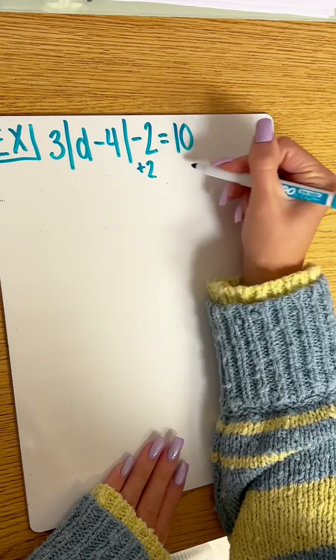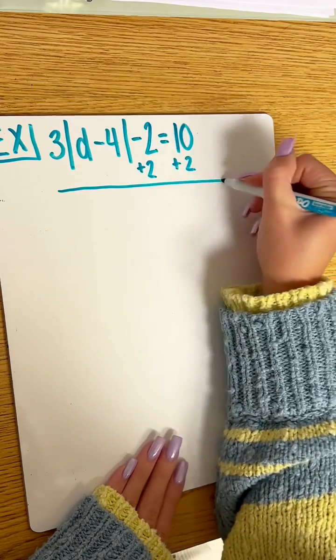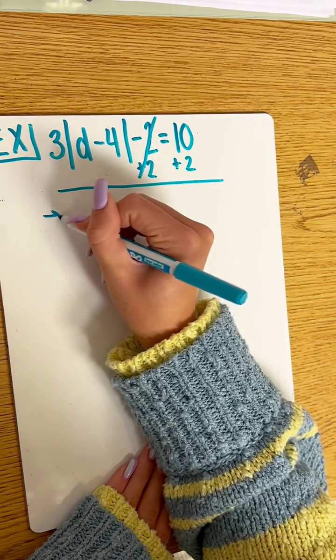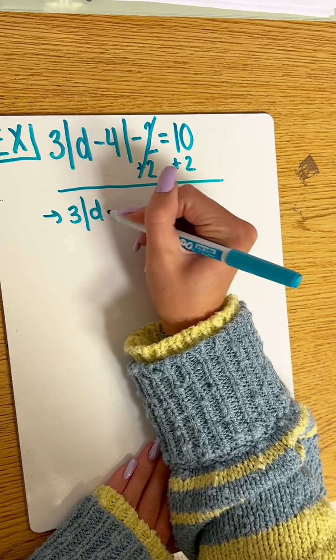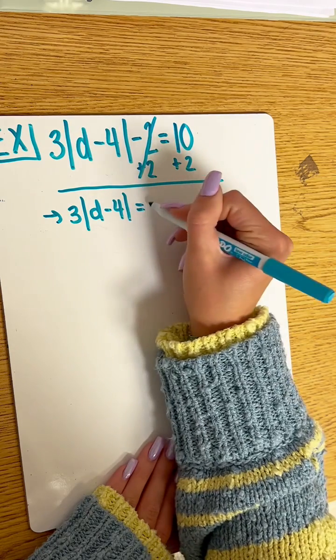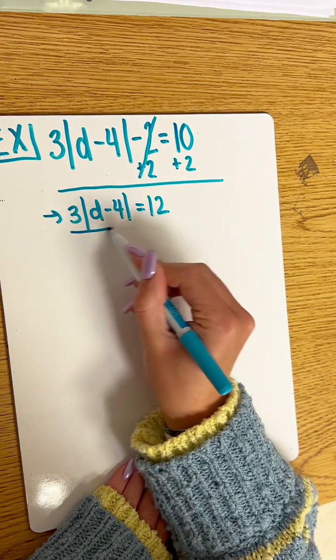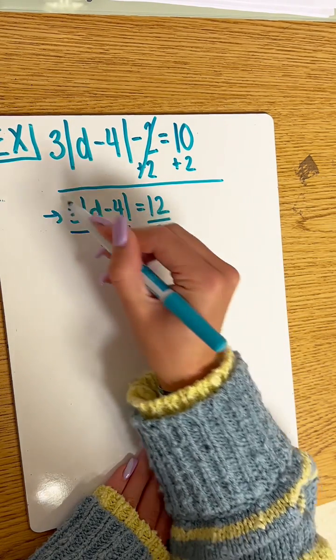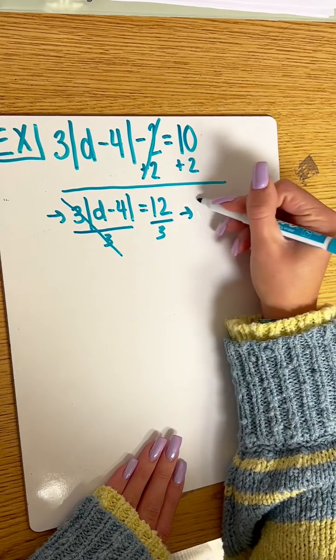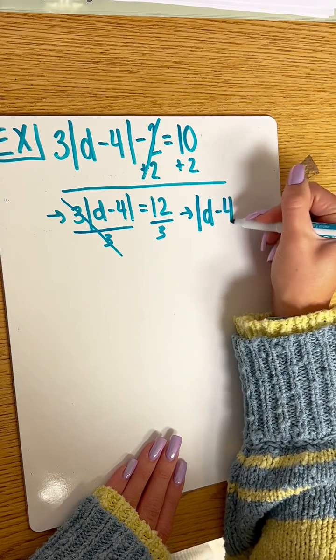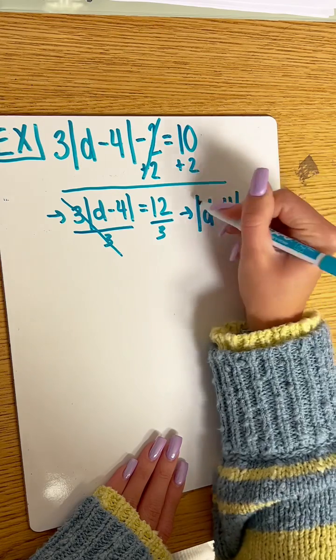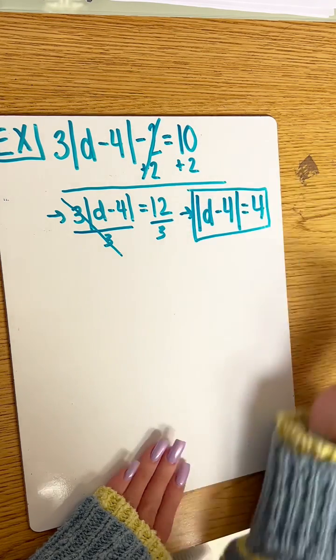Again, I need my absolute value expression by itself, so I'll get rid of this -2 by adding 2, and what I do to one side, I do to the other. That's going to leave me with my absolute value expression still being multiplied by 3, but I can get rid of that by dividing by 3. So the problem that I'm solving now is the absolute value of d minus 4 equals 4.